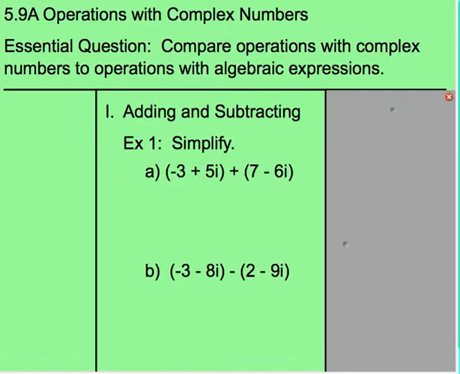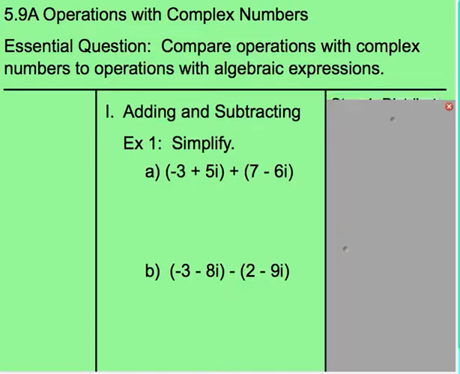First operation we're going to take a look at is adding and subtracting, and this is fairly straightforward. Notice the essential question is comparing operations with complex numbers to operations with algebraic expressions. Because of that i, our combining like terms is very similar to combining like terms with a variable.